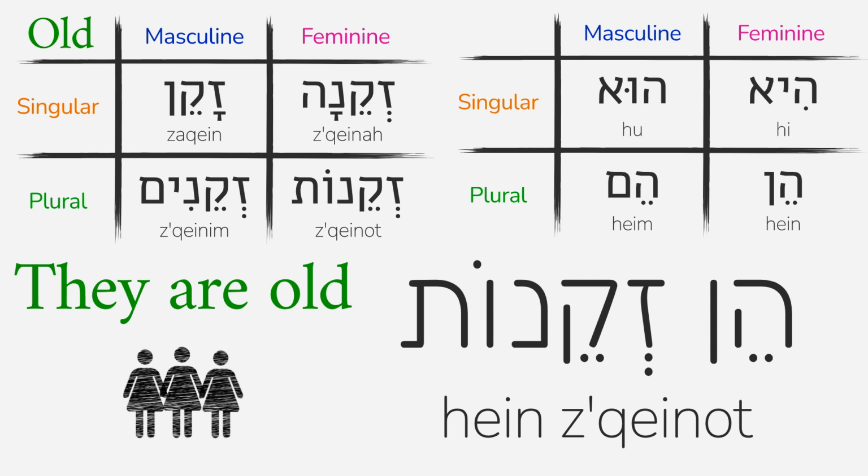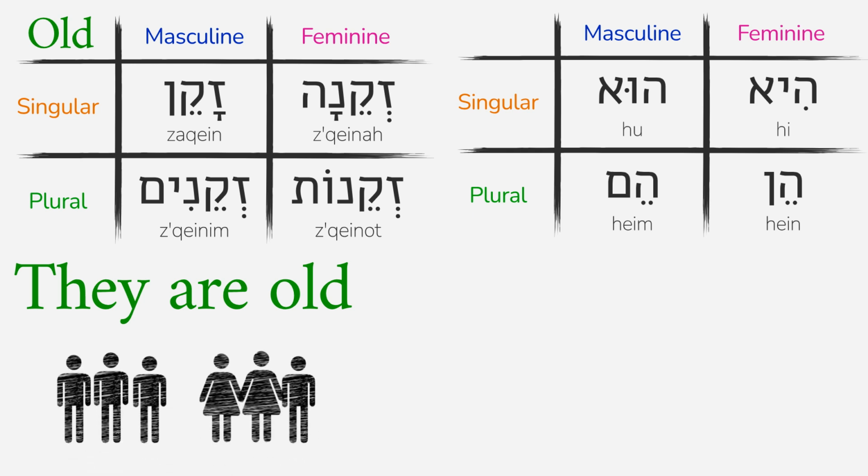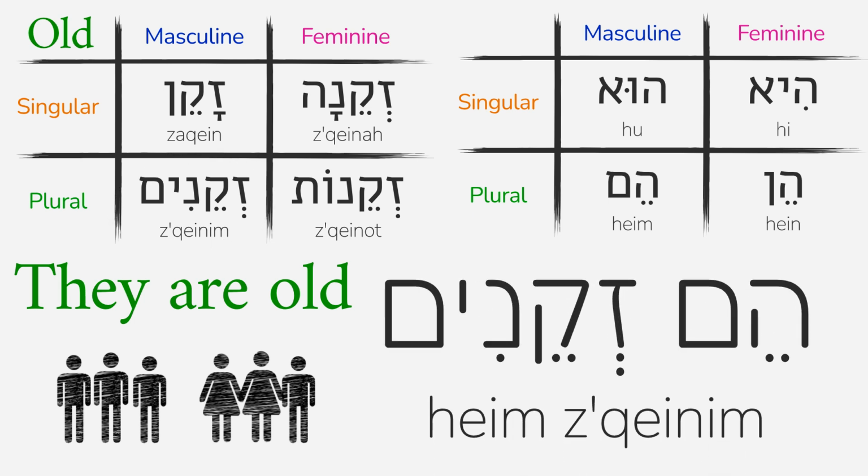And finally say they are old, speaking of either a group of all men or a mixed group of both men and women. For this, we'll use the word haim and the masculine plural form of old, zakainim. Haim zakainim. They are old.